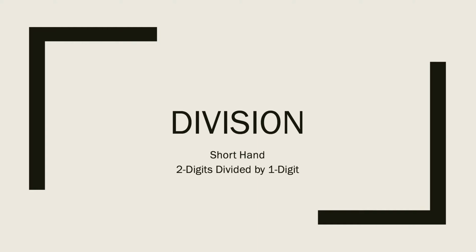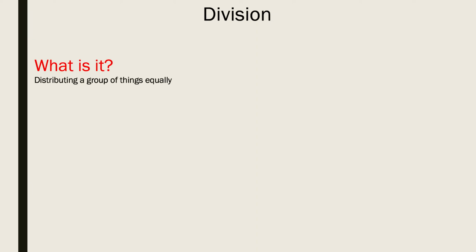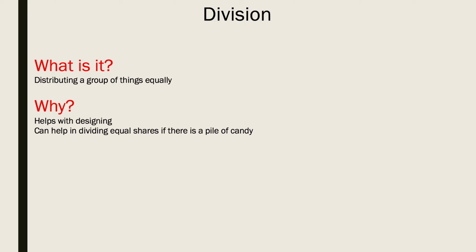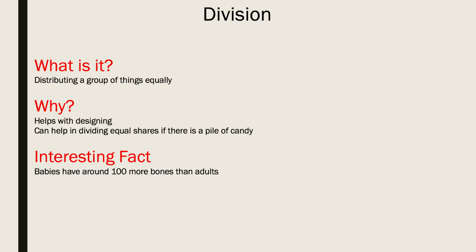Division, shorthand, 2 digits divided by 1 digit. What is it? Distributing a group of things equally. Why? Helps with designing, can help in dividing equal shares if there's a pile of candy. Interesting fact, babies have around 100 more bones than adults.